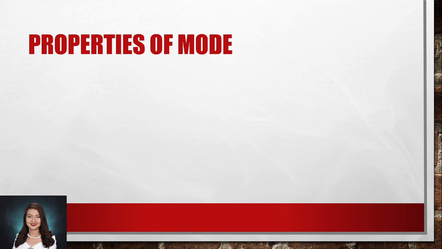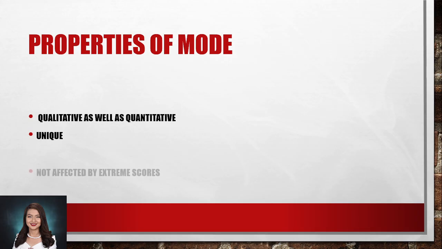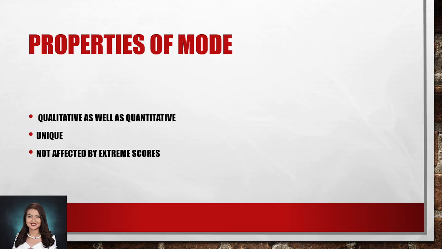Now let's talk about properties of mode. First, it can be measured when the data are qualitative as well as quantitative. Next, it may not be unique. Next, it is not affected by extreme scores. And lastly, it may not exist. When to use the mode? When the typical value is desired and when the data set is measured on a nominal scale.